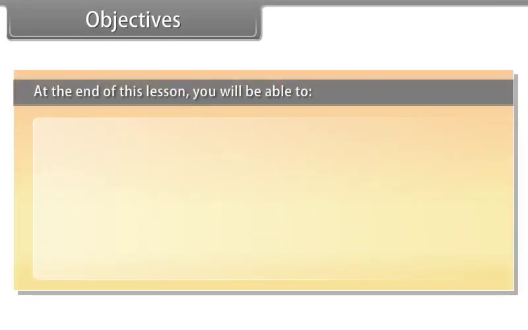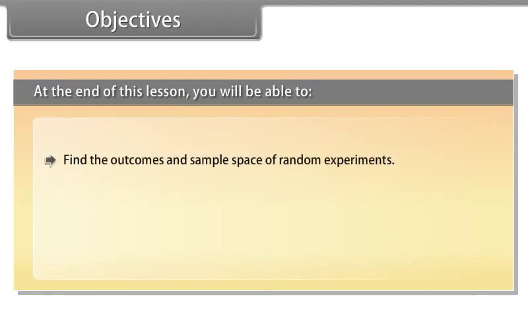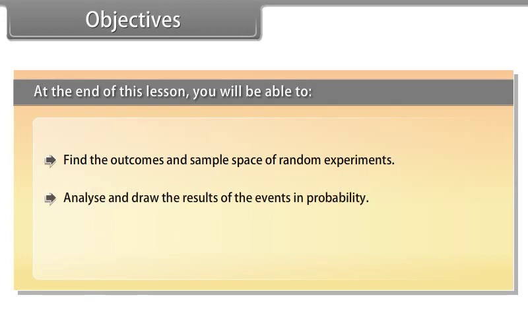Objectives. At the end of this lesson, you will be able to find the outcomes and sample space of random experiments, analyze and draw the results of the events in probability, and find the probability of events.